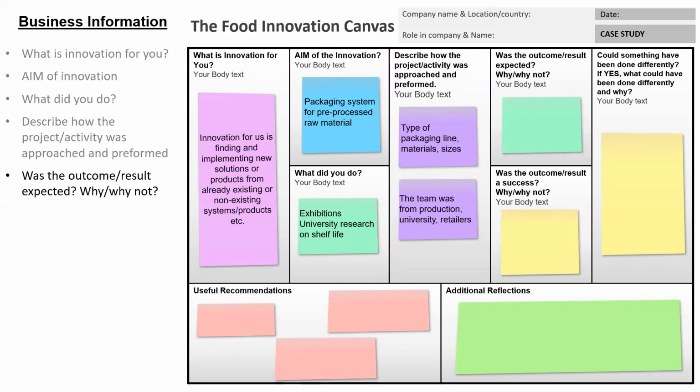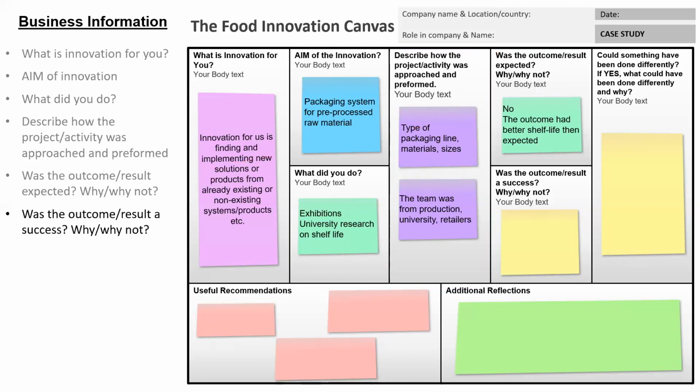We'll continue with the box which describes if the outcome was expected or not. In our fictive company, the outcome was not expected because the outcome had a better shelf life than was expected.